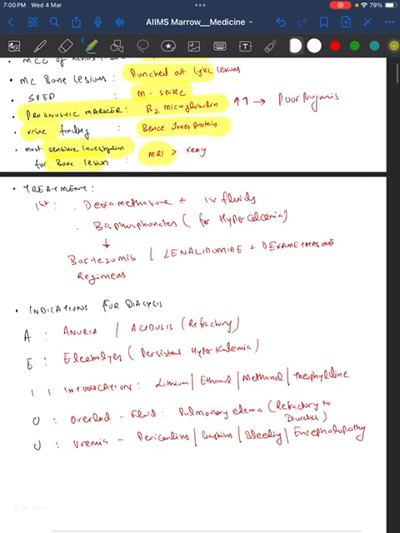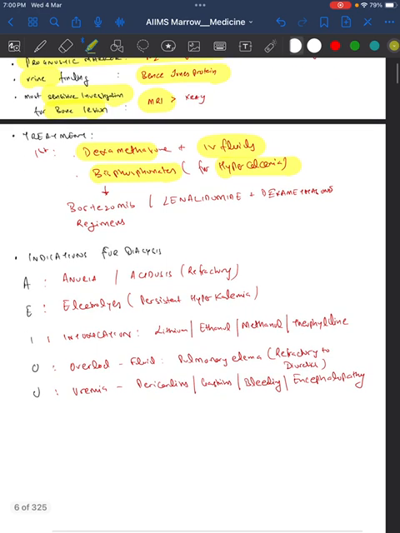First, if the patient is presenting with AKI or the patient is not stable, we will go with dexamethasone and IV fluids, and we can give bisphosphonates for hypercalcemia. After the patient is stable, and creatinine and urea are normal, then we will start the bortezomib regimens and lenalidomide plus dexamethasone.